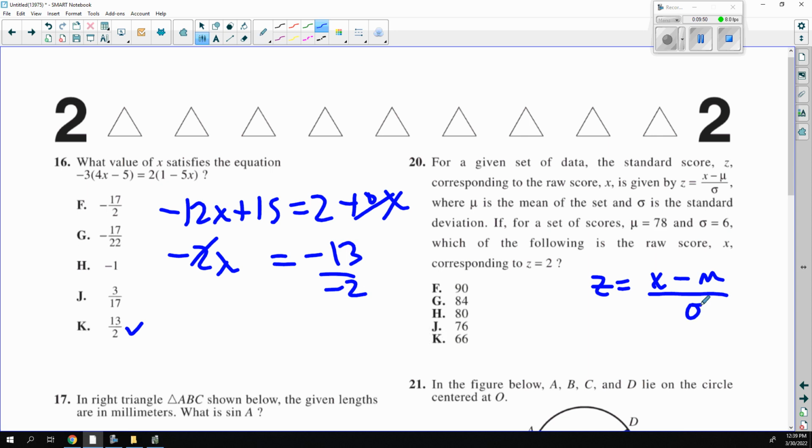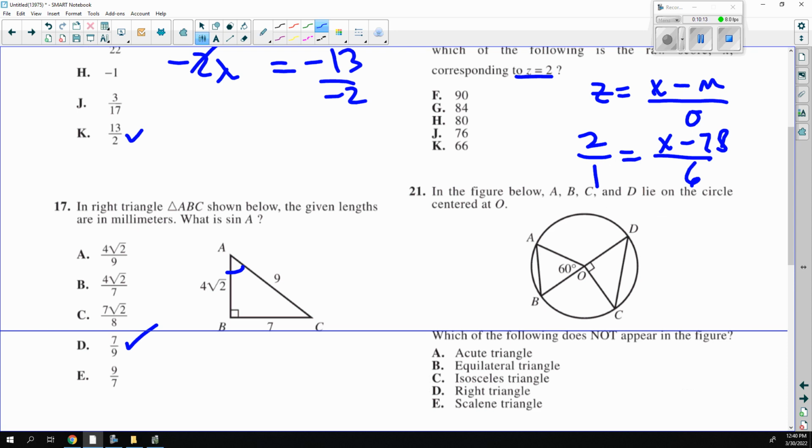So, do they tell me Z? Yes, it's 2. I'll write it as a proportion. Do they give me X? No, X is what I don't know. Mu is 78, and whatever that thingy is, 6. Cross multiply, you would get X minus 78 equals 12, and the answer is 90, F.